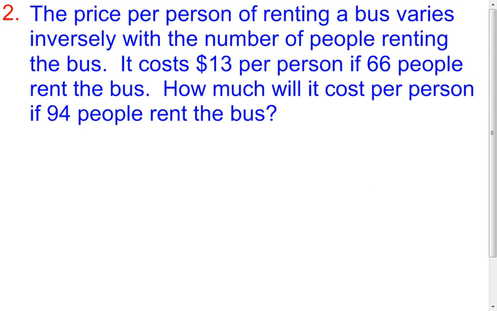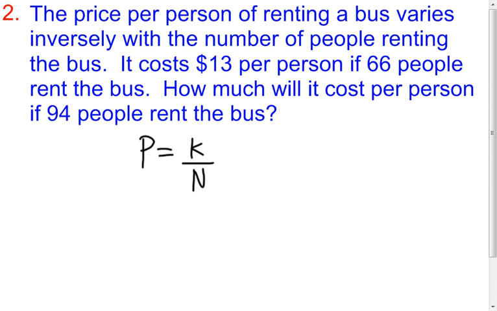All right, next, the price per person of renting a bus varies inversely. I didn't give you variables here, so we'll say that price varies inversely, and when it's inversely, that variable has to go in the denominator. So it varies inversely with the number of people renting the bus. And that makes sense. The more people that rent a bus, the cheaper it is going to be per person.